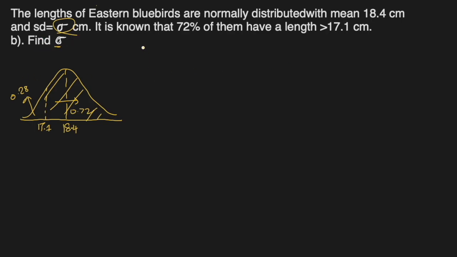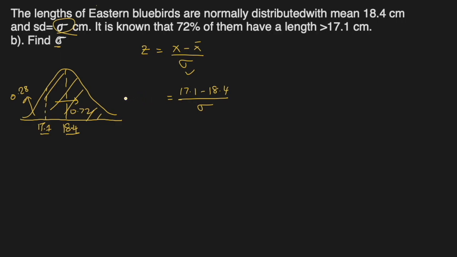So we already know that Z score is the data minus mean divided by sigma. Sigma we have to find out. X we know. X is how much? 17.1 minus mean is 18.4 over sigma is unknown and Z score is unknown.